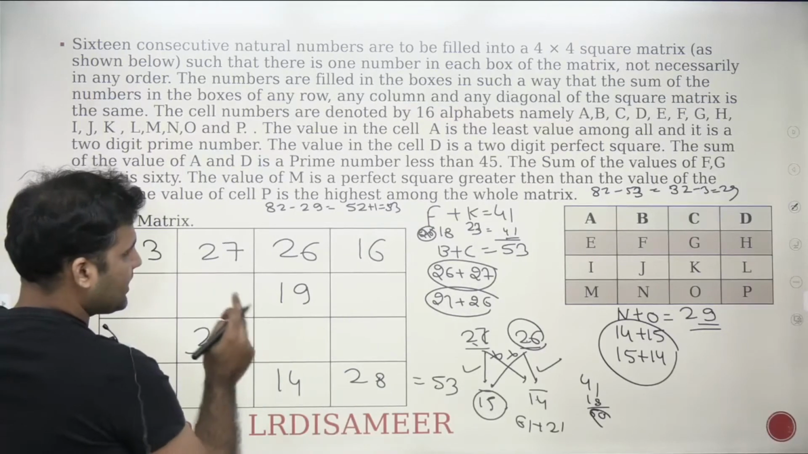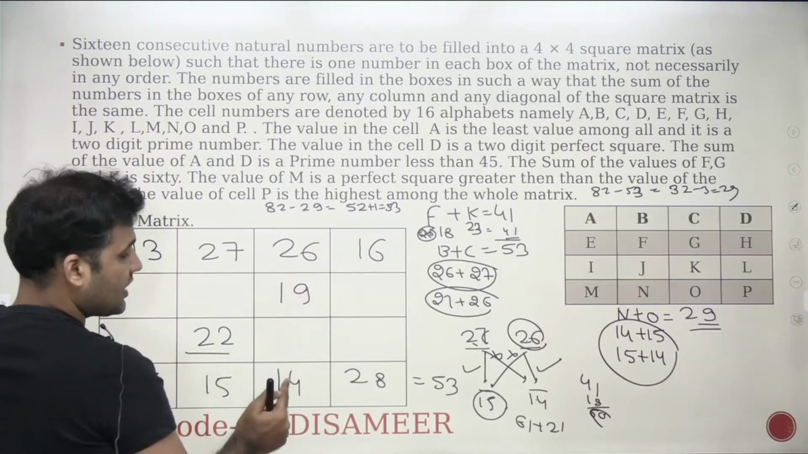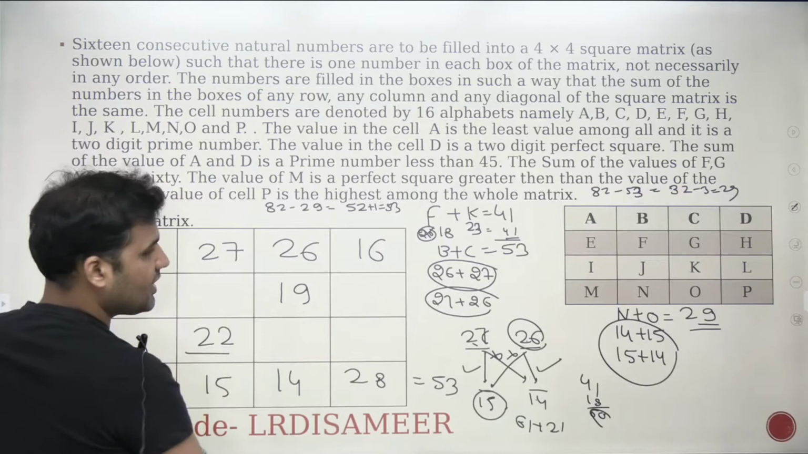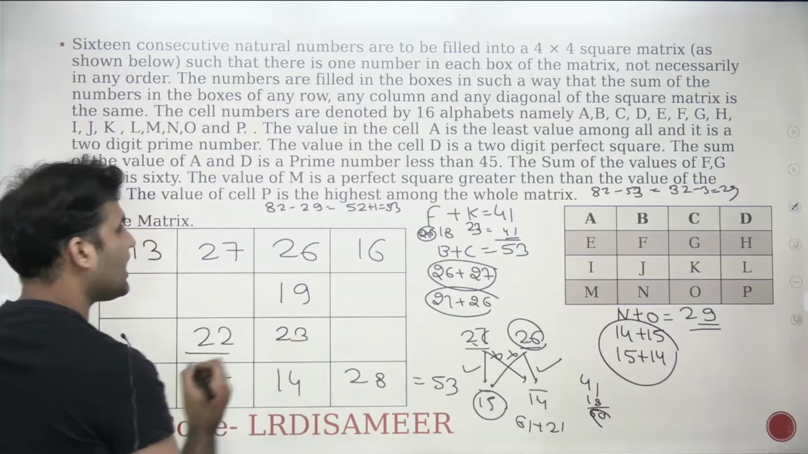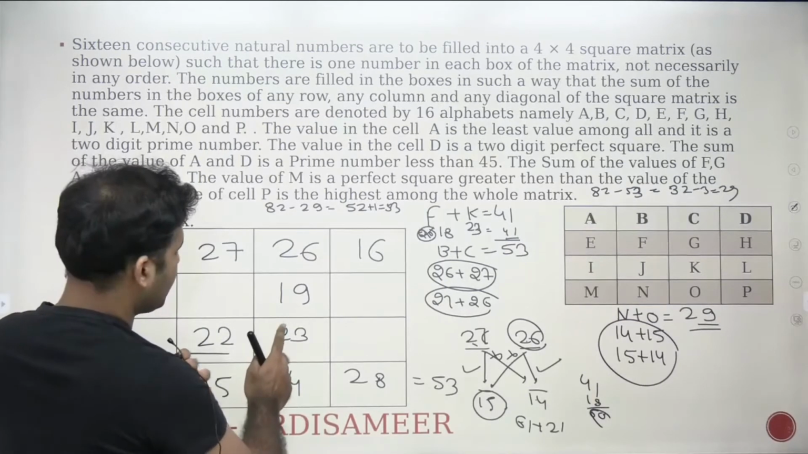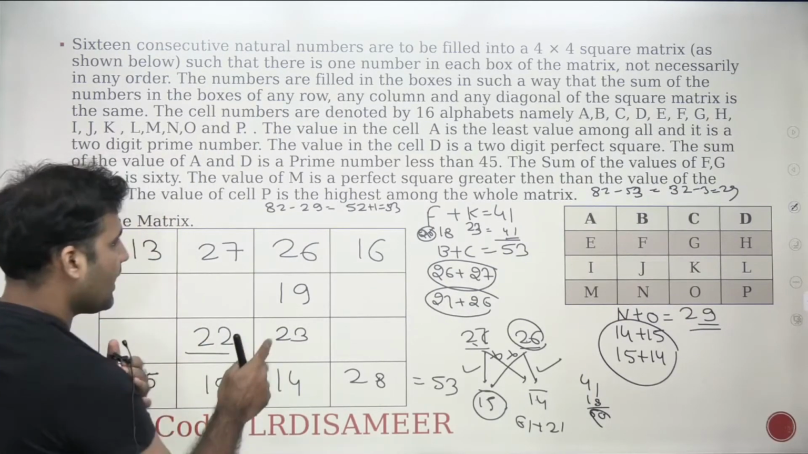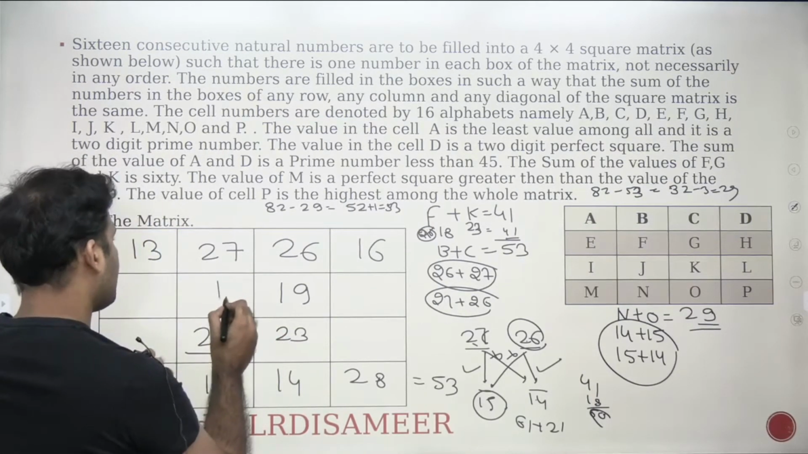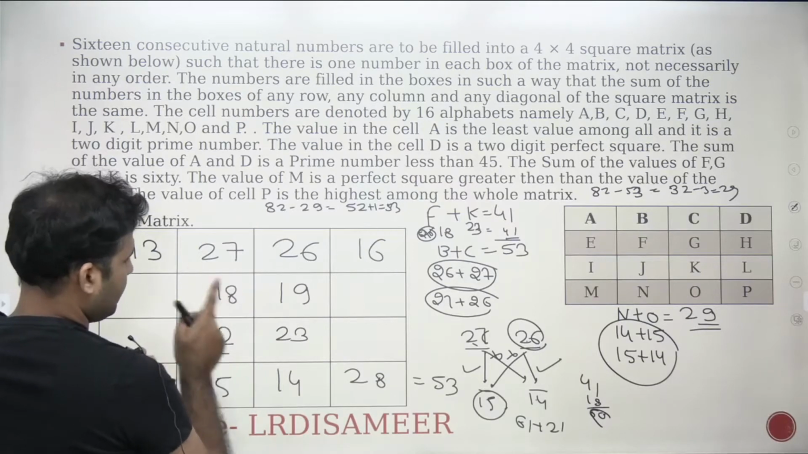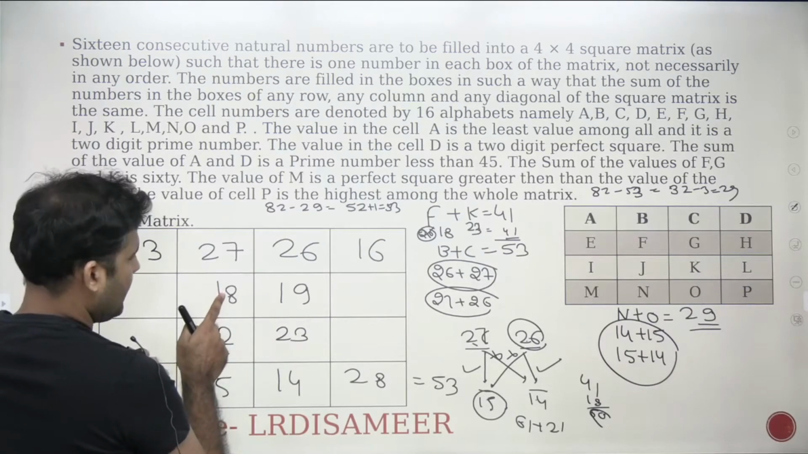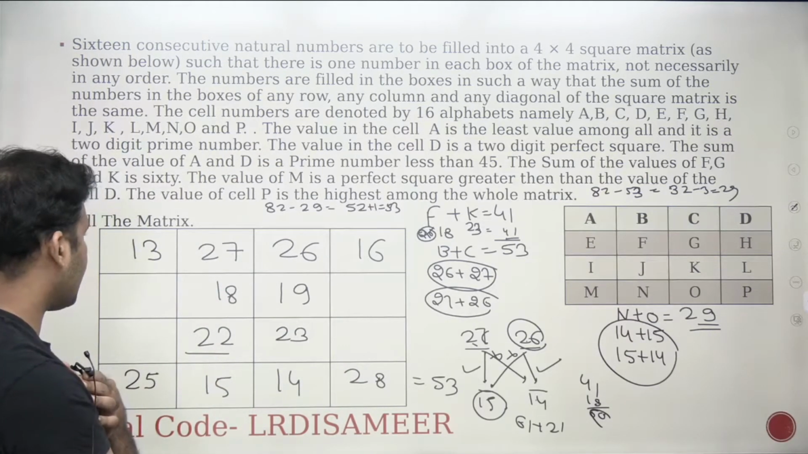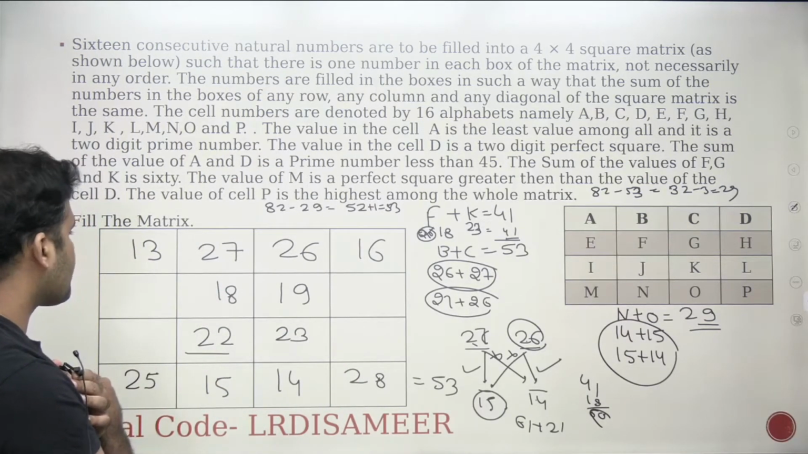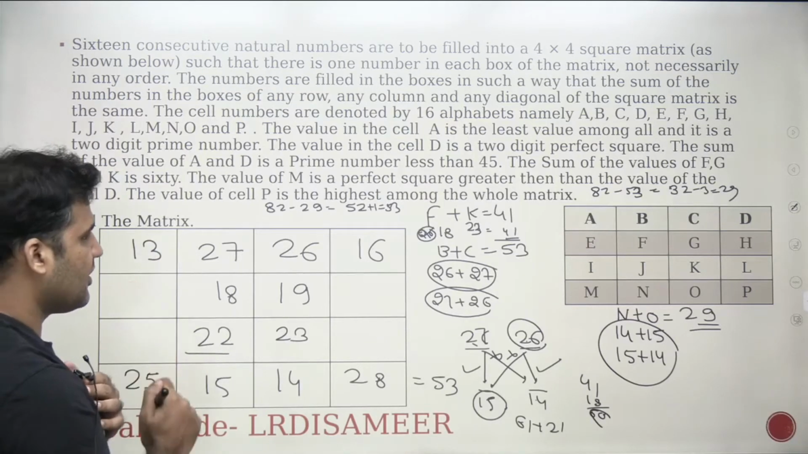Now we know that f plus k is 41. 26 plus 14 is 40. 40 plus 19 is 59. I will be left with 23. 59 plus 3 is 62. 62 plus 20 is 82, correct? Now if this is 23, this number will be 18. So 23 plus 18 is 41. And 28 plus 13 is also 41. This is working, right? This is perfectly working.